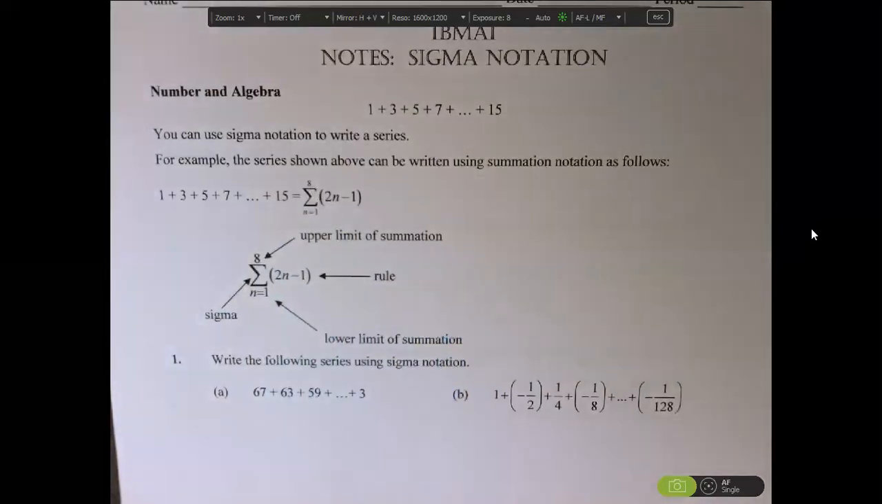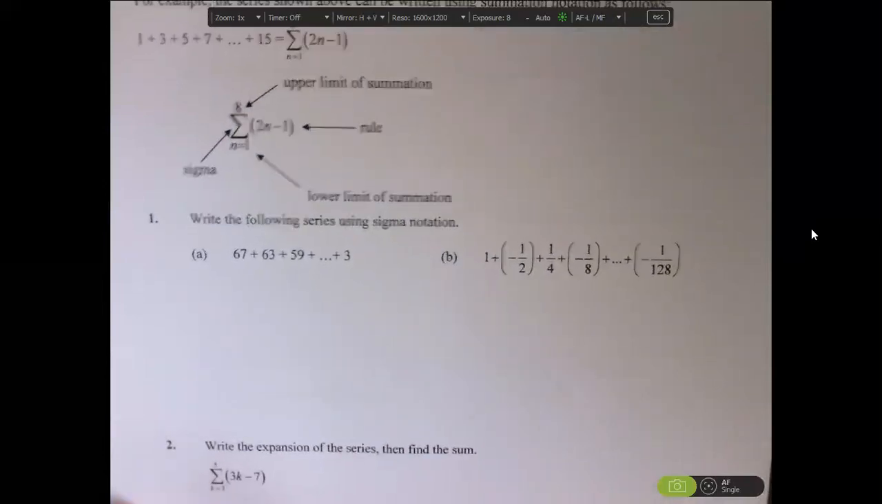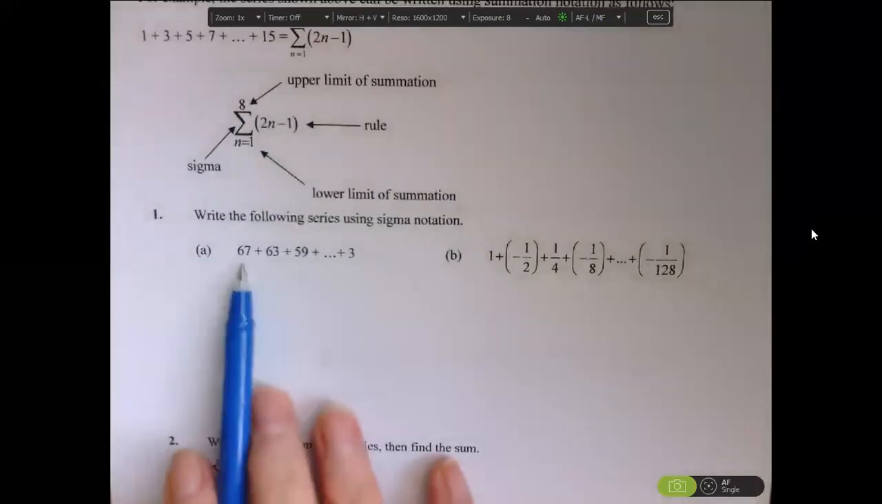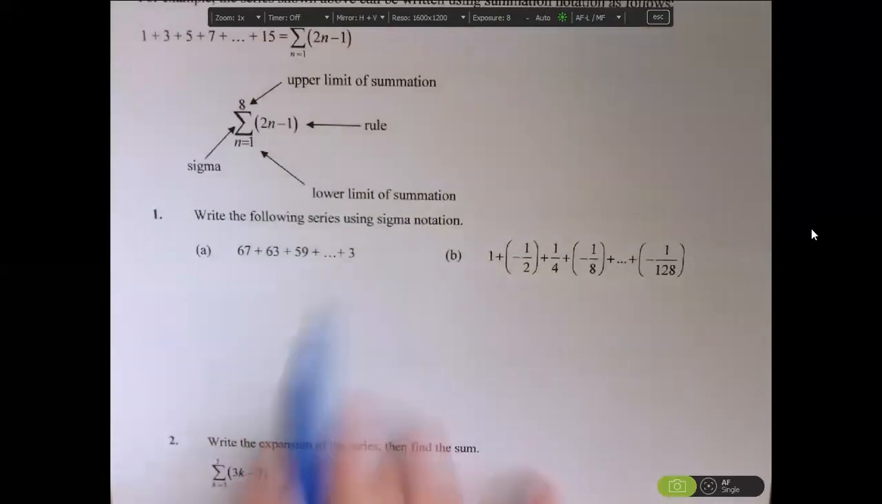Hopefully you've all printed out your notes by now, because it's up in your classroom. Okay, so I'm going to start with the expression. First of all, decide what kind of series it is. Well, I think you would agree with me, this is an algebraic series.